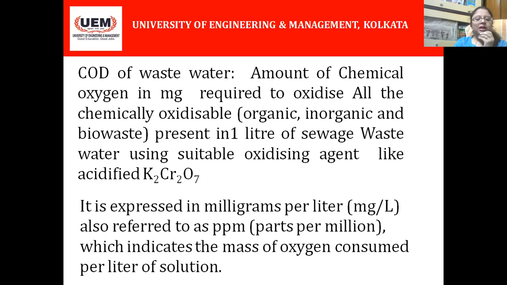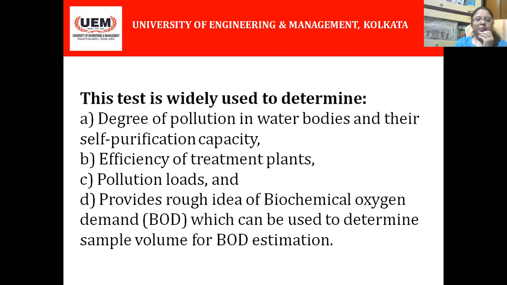Why it is called chemical oxygen? Because this oxygen is provided by potassium dichromate chemical itself. In case of dissolved oxygen or biological oxygen demand, we are getting the molecular oxygen as O2. But here we are getting the oxygen from potassium dichromate. That's why it is called chemical oxygen.